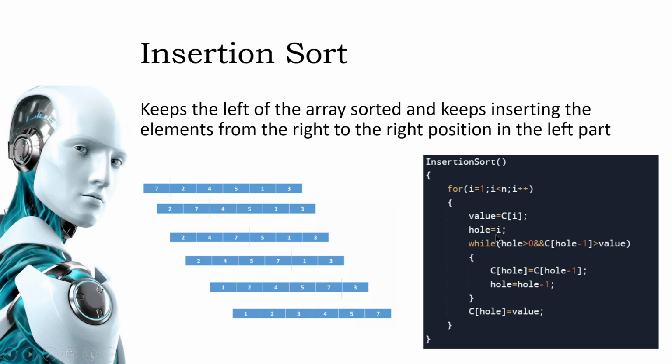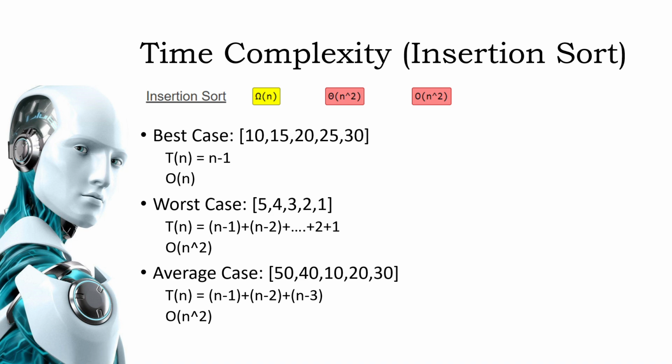So moving on, the time complexity of insertion sort. Best case, worst case, and average case. In the best case, it's big O of n. Worst and average case, it's big O of n square. Insertion sort's time complexities work similar to the bubble sort.